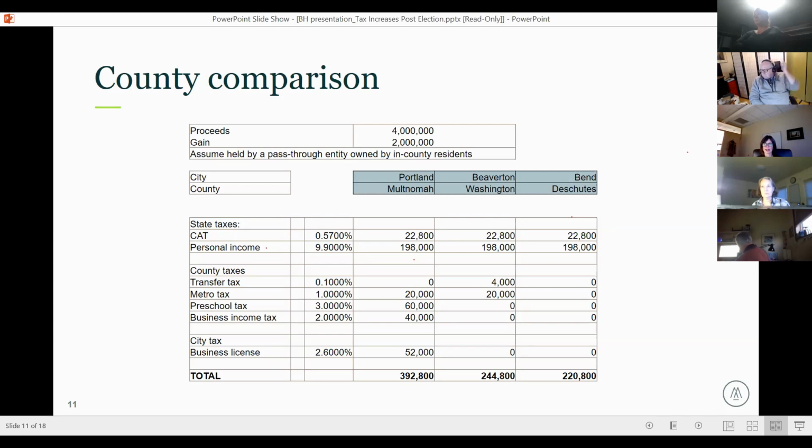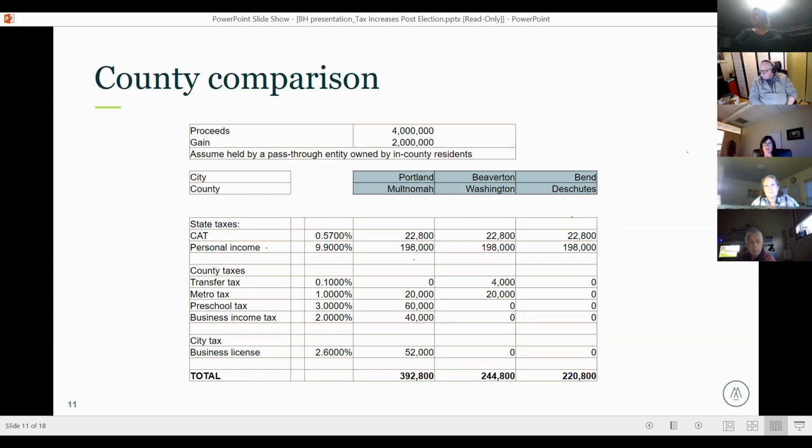If all it had were $4 million of receipts and that was the only activity at all, the Metro tax might not apply to the entity, but it would apply to individuals. So it's probably the same, six of one, half a dozen of the other. That's 20,000 in Multnomah and Washington counties, zero in Deschutes.